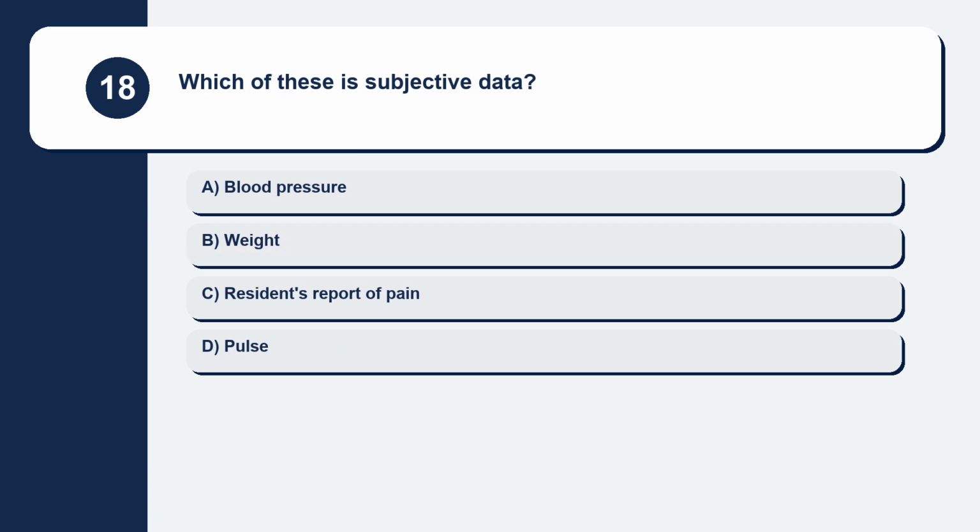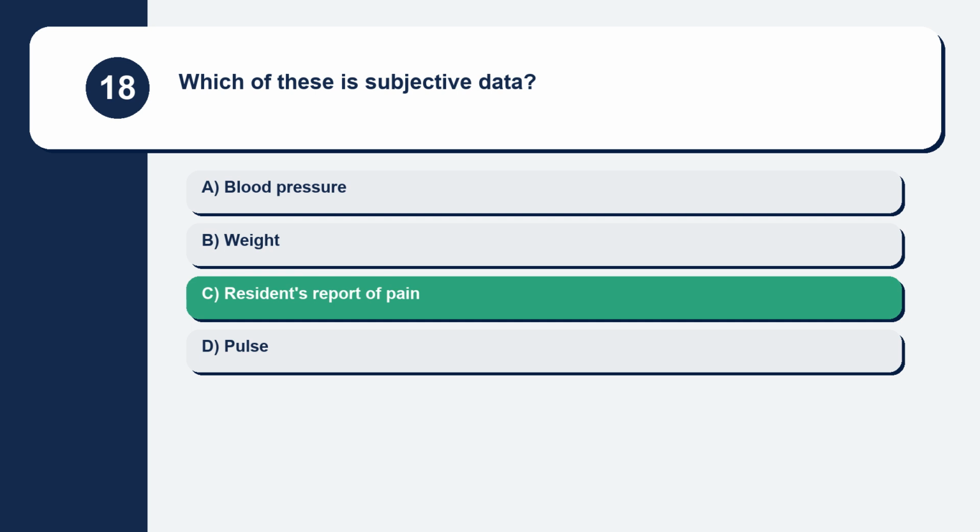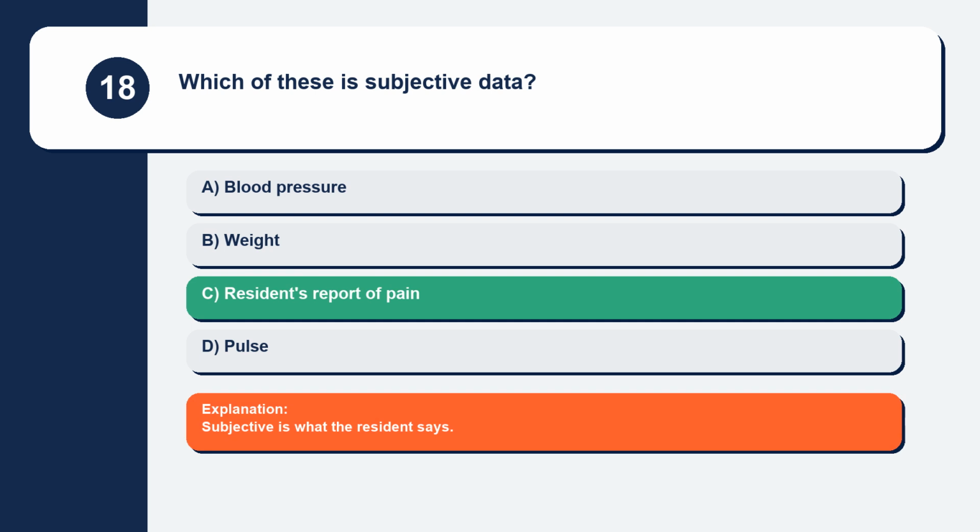Question 18. Which of these is subjective data? Blood pressure, weight, the resident's report of pain, or pulse? Subjective is what the resident says.